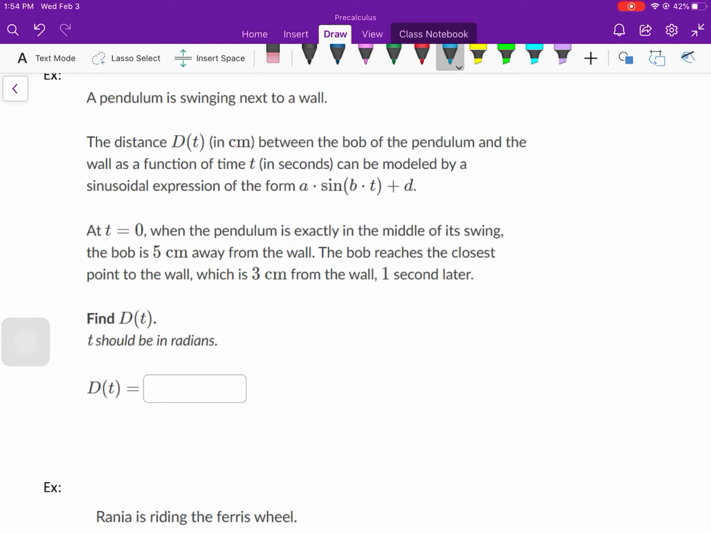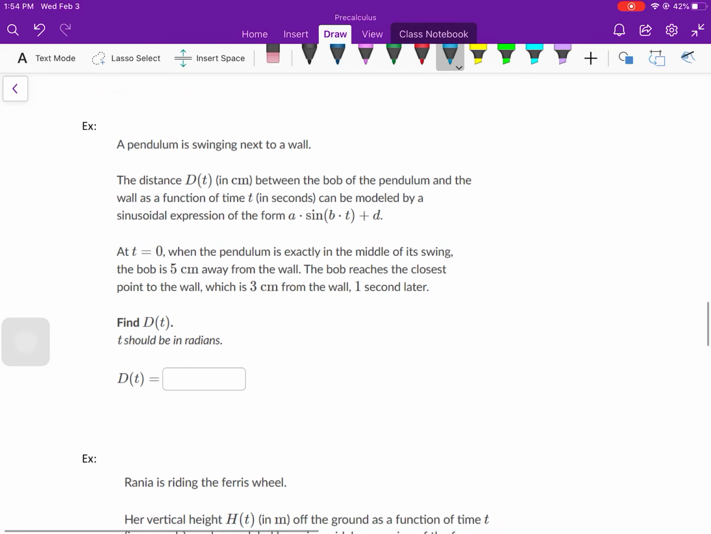So the distance d of t between the bob of the pendulum and a wall. So there's a pendulum swinging next to a wall. You can picture here's a wall, and then we have a pendulum, one of those things, and it's swinging back and forth. The distance between the bob of the pendulum and the wall as a function of time can be modeled in this form. We could use cosine, depending upon what they give us here.